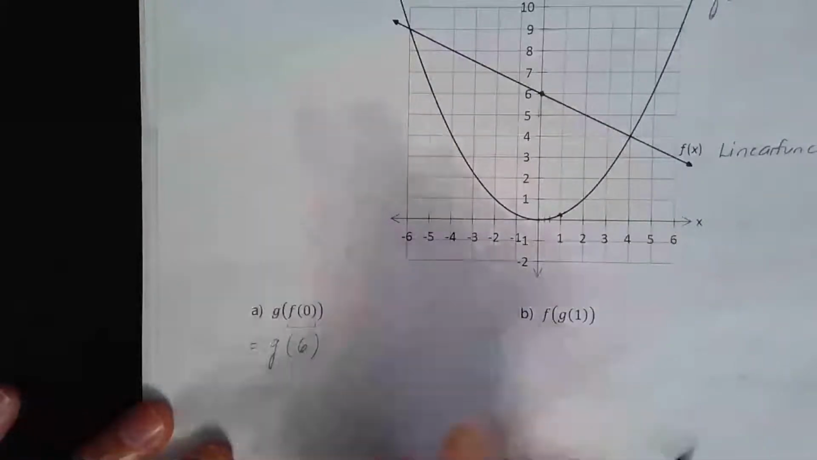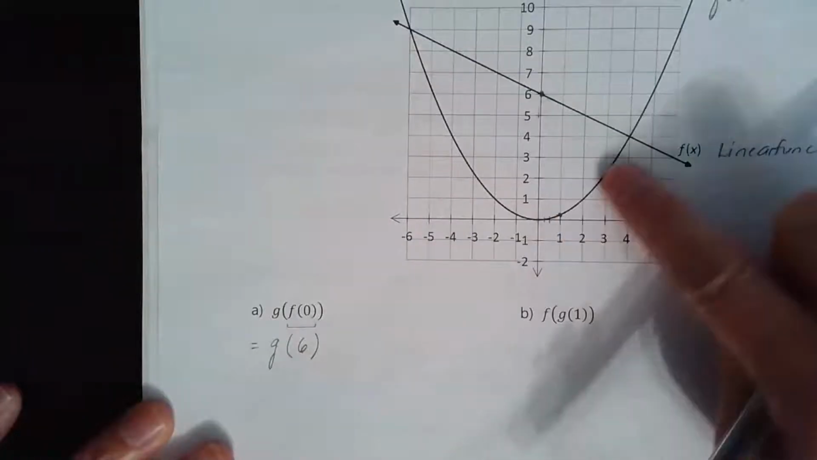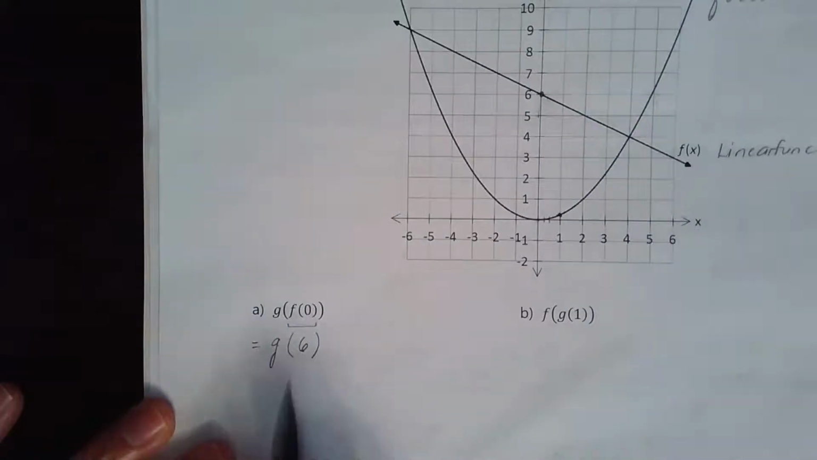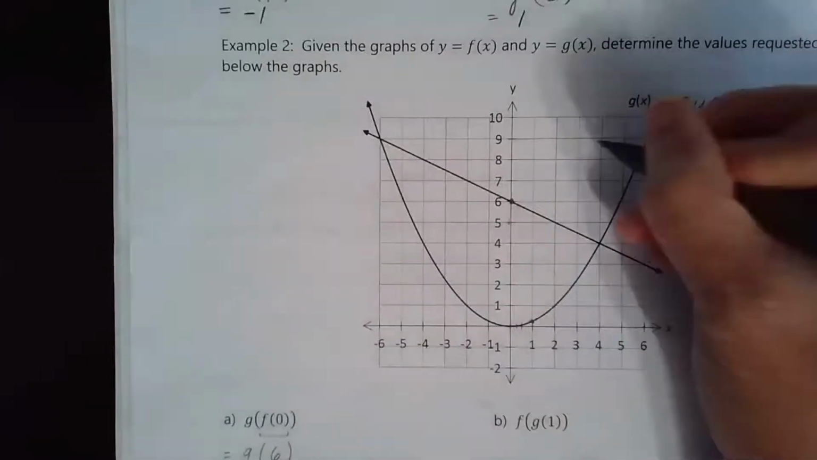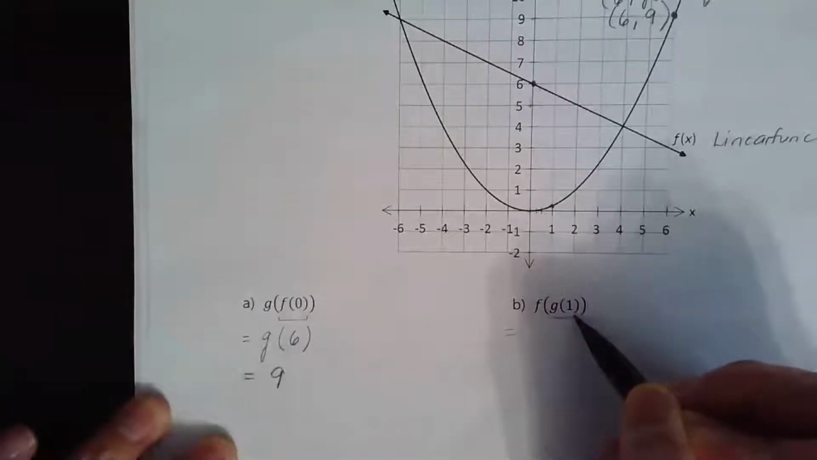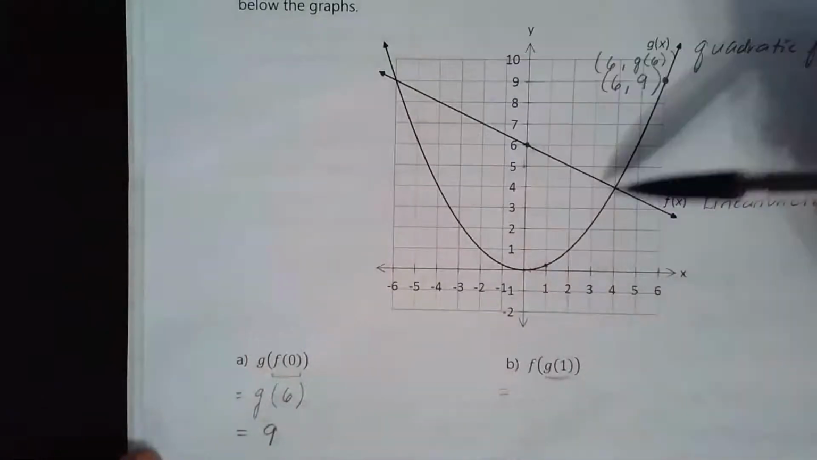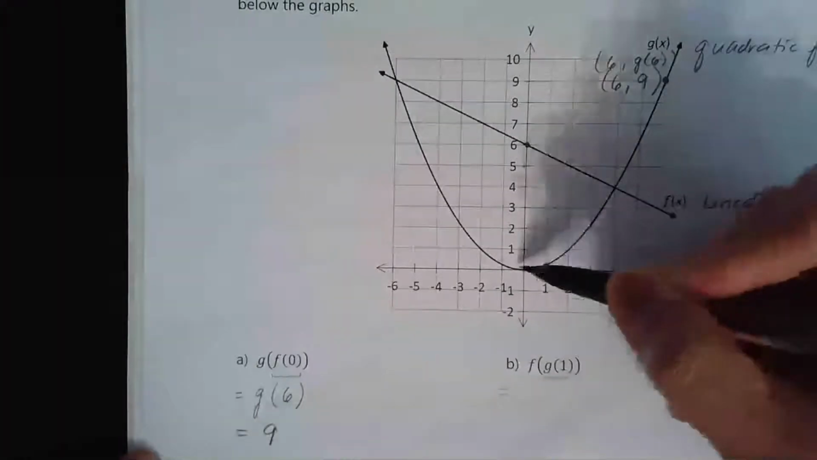The function f of 0 is positive 6. So we're going to put 6 there. Then we have to evaluate g, and we look for 6 for x. So this is g of 6. Function g is this quadratic function over here, and g of 1 looks like it's this, whatever that value is.